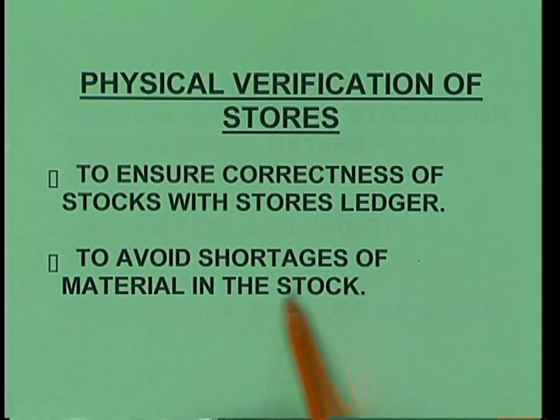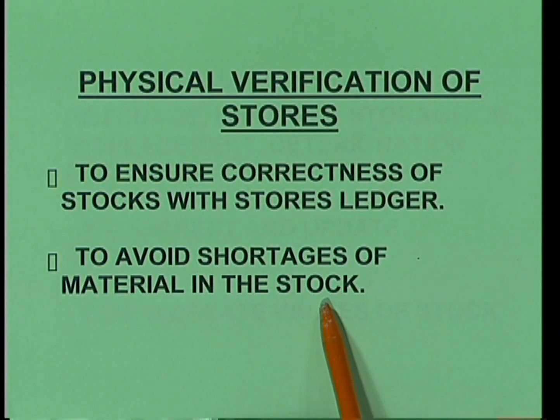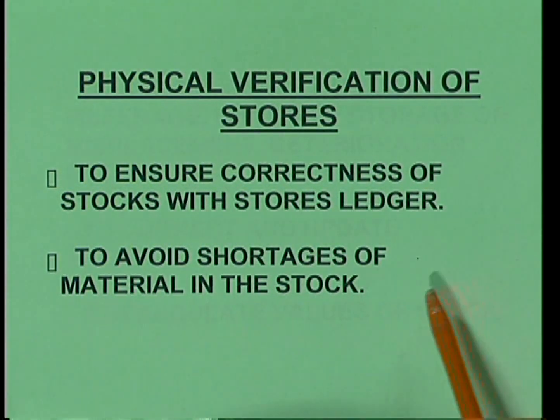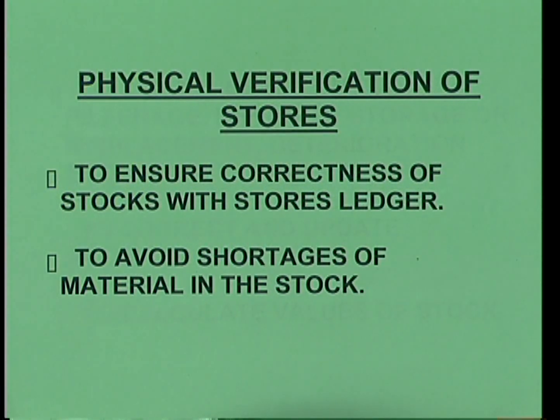Then, to avoid shortage of material in the stock. While maintaining the records, in some cases it may not be the same, it may be due to mistakes or some other things, the material may not coincide. In that case we may get shortage of material or excess material, which directly affects the cost of production as well as selling cost, etc. So by physical verification we can check whether it is correct or not.